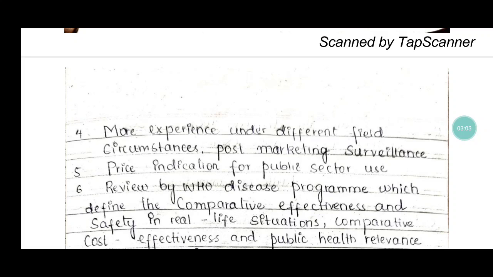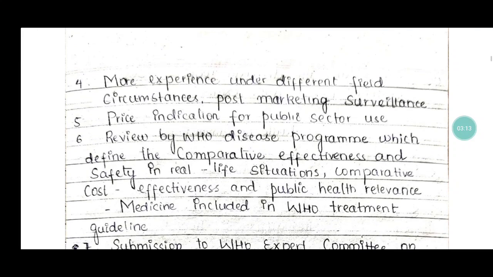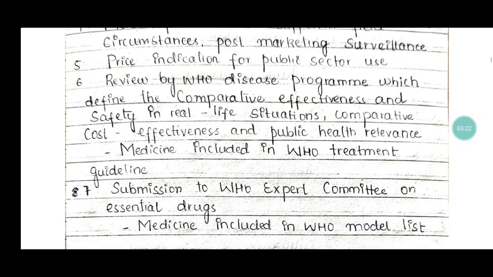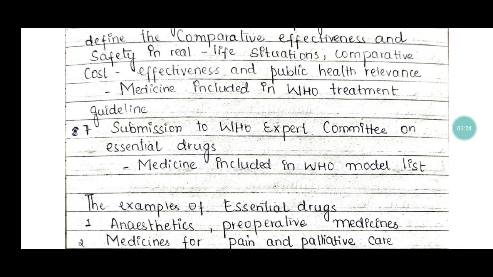And number 5, price indication for public sector use. Number 6, review by the WHO disease program, which defines the comparative effectiveness and safety in real life situations. So for comparative cost effectiveness and public health relevance, medicines are included in WHO treatment guidelines. Number 7, submission to the WHO expert committee on essential drugs, where the medicine is included in the WHO model list.